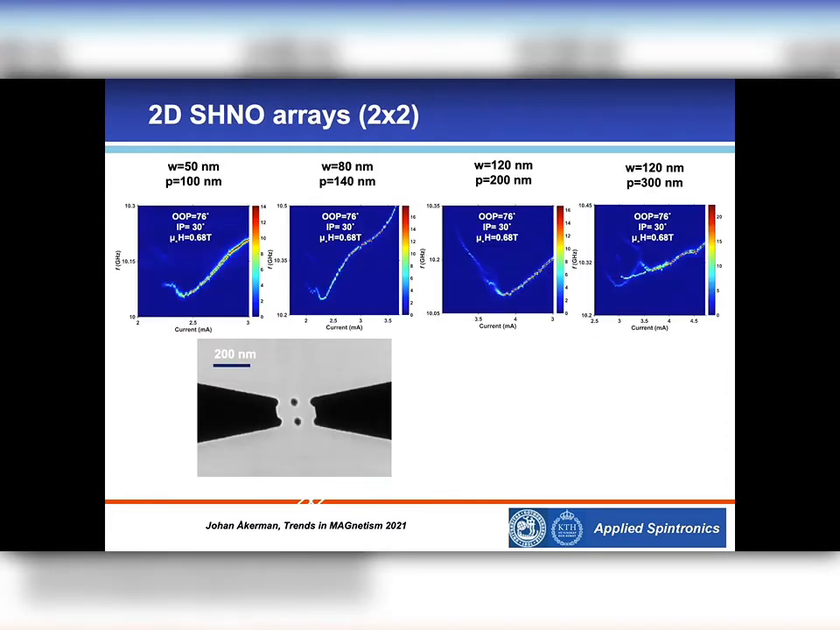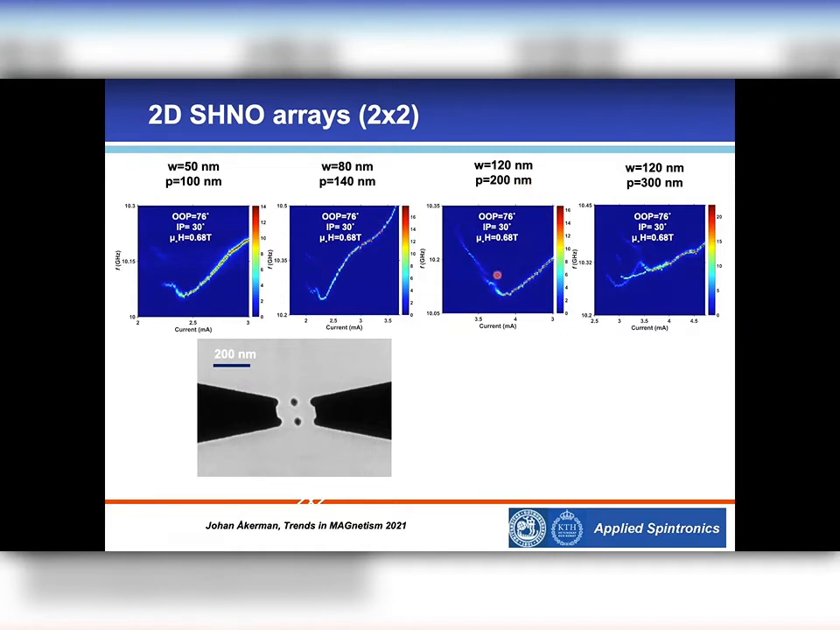So first we look at 2x2 spin-Hall nano-oscillators, and we can see that at the smallest separations, we basically only see a single signal. So that's a fully synchronized array at the smallest separations. We can see maybe here at the lowest frequencies that there are individual signals. Same is true when we increase the separation to 140 nanometers. We see some individual signals, but for most of the part, they stay fully synchronized.